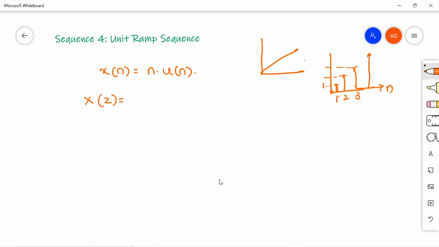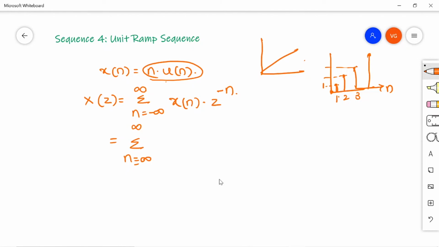X of n is equal to, every time try to write down the formula so that it will be memorized. So X of z is defined as sigma n running from minus infinity to infinity, x of n z to the power minus n. As I am trying to find the Z transform of this unit ramp sequence, I am replacing that with n into u of n z to the power minus n. As the signal is defined for u of n, instead of n equal to minus infinity, you can take n equal to 0 to infinity, n into z to the power minus n, like in the previous case, right?